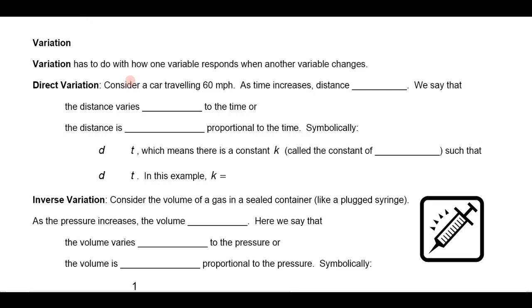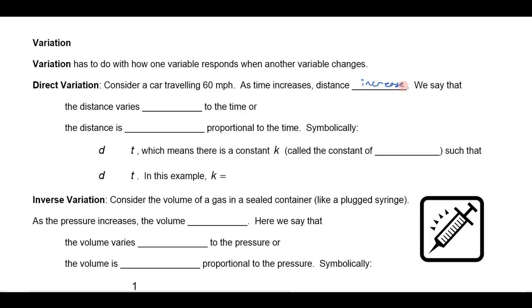Hi everybody. In this lesson we want to look at variation. Now variation has to do with how one variable responds when another variable changes. So here's an example of direct variation. Consider a car that's traveling 60 miles per hour. As the time variable goes up, as time increases, the distance is also going to go up. Alright, it's going to increase as well.